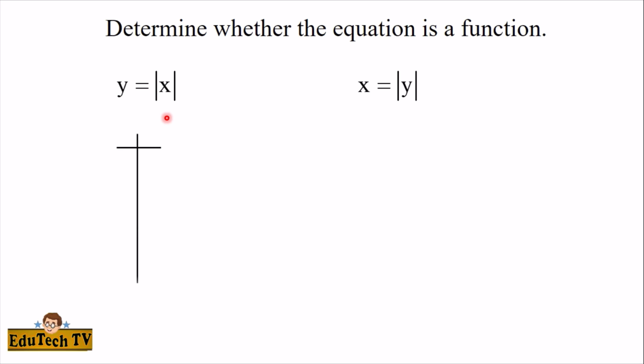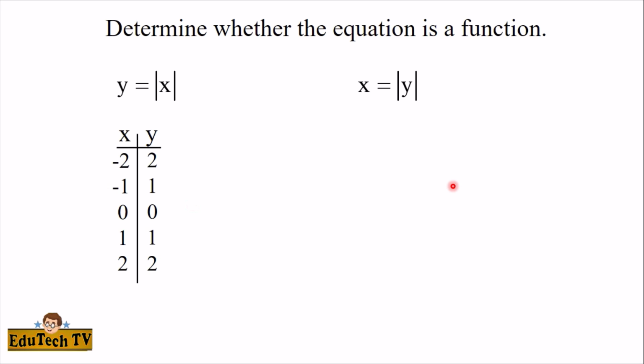So again, gagawa tayo ng table of values for x and y. So mamili tayo ng kahit na anong number for x. Sabihin natin 0, negative 1, negative 2, 1, and then 2. Ngayon, what is the absolute value of negative 2? That's 2. Absolute value of negative 1, 1. Absolute value of 0, 0. Absolute value of 1, and then absolute value of 2, of course, 2.